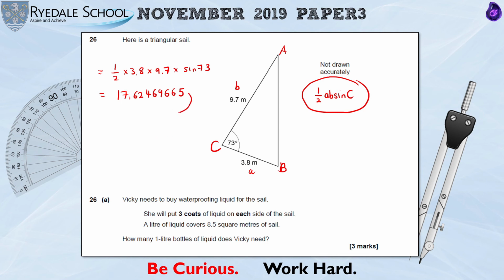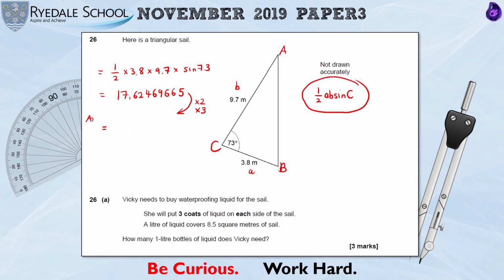So I actually need to take this number, times it by 2 for the 2 sides, and times it by 3 for the 3 coats. In essence, she times the number by 6. And at this point, this is where I'm going to round it.